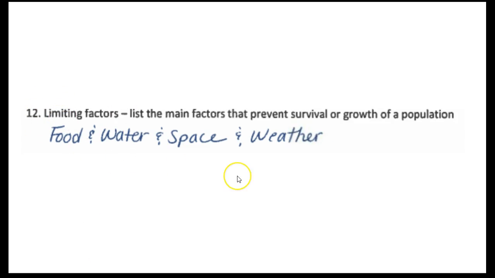Limiting factors. Limiting factors list the main factors that prevent survival or growth of a population. So some of the things that would prevent survival or growth would be access to food, access to water, access to space, and weather. Weather conditions can really impact the success of an organism.